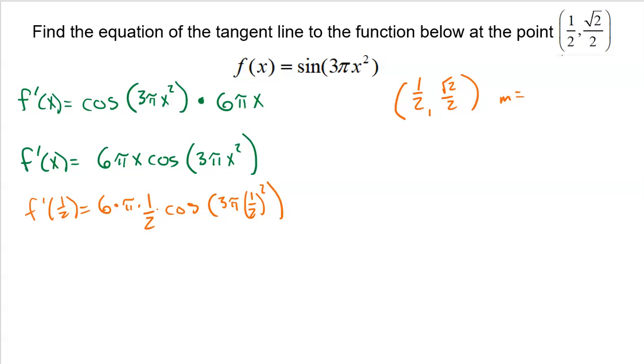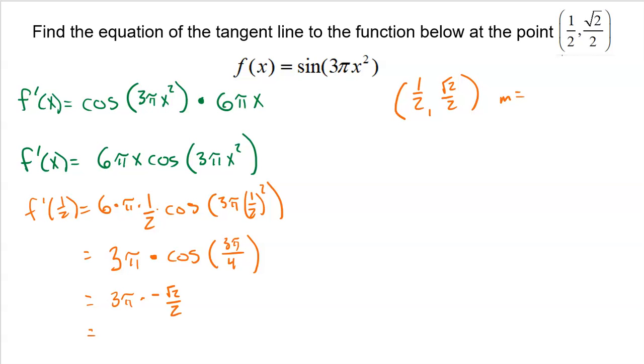A lot going on here, but just take your time. So let's walk through this. 6 times pi times 1/2 is 3 pi. Times cosine, now be careful here, 1/2 needs to be squared first, so 1/2 is 1/4 after you square it. So then we have 3 pi over 4. 3 pi times 1/4 is 3 pi over 4. And I would actually expect you to be able to figure out very quickly without too much effort: cosine of 3 pi over 4 is negative radical 2 over 2.